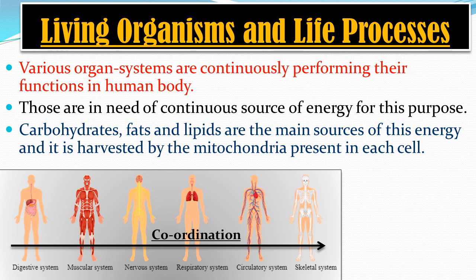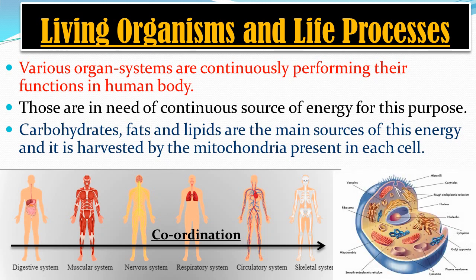So those functions require energy, and carbohydrates, fats and lipids are the main sources of this energy, and it is harvested by the mitochondria present in each cell. So this is a human or animal cell which contains mitochondria. Mitochondria are also called the powerhouse of the cell. In this cell organelle, the energy is harvested by the mitochondria.